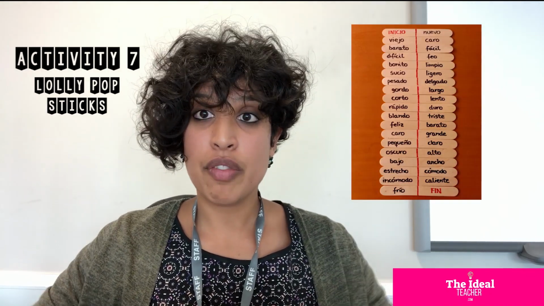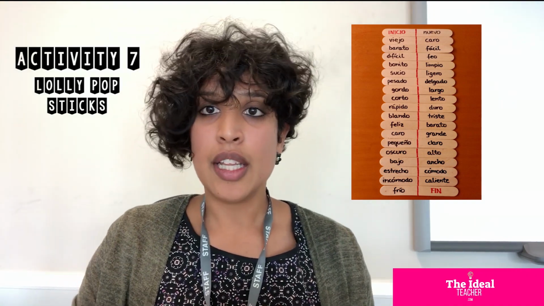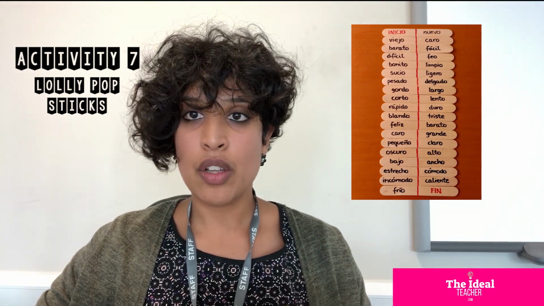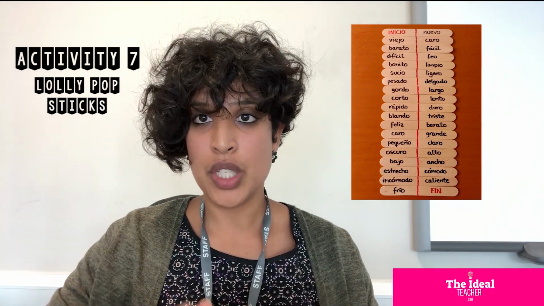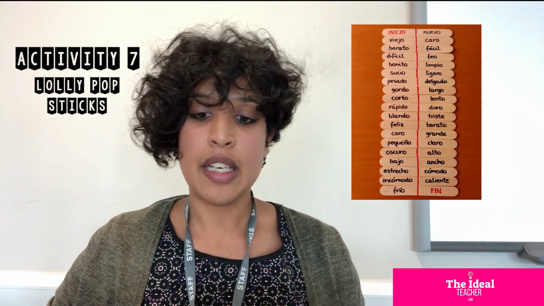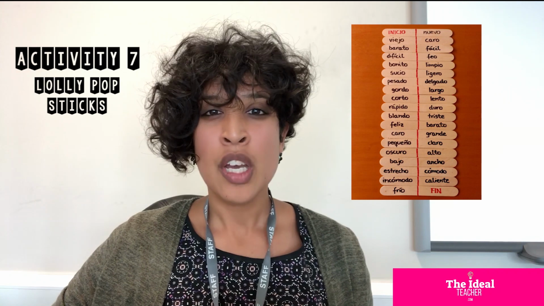Number 7, Lollipop Sticks. Brilliant because they get the students moving around. In this activity, which I found online, the teacher has got start and then they have got a list of antonyms. So you can see they've got start and then next to that they've got new, and then on the next lollipop stick, which they have divided into half, they've got old, and then expensive and cheap, easy, difficult. So this is something that you can do as well.